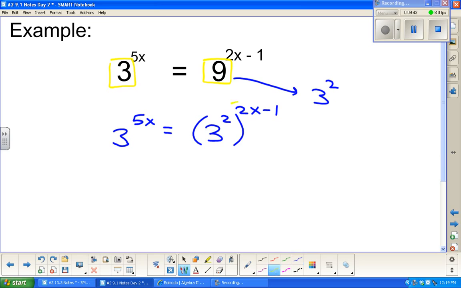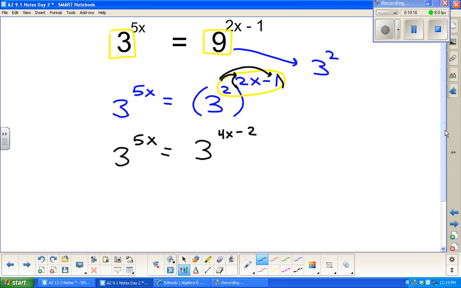So if we remember how to handle something like this, a power to another power, that's when you would multiply exponents. Okay, so the left side here is just 3 to the 5x. The right side, if we distribute that 2 to both terms, this would really be 3 to the 2 times 2x, or 4x, and 2 times minus 1, it gets distributed, so a minus 2. So the right side's really 3 to the 4x minus 2. So we had to do a little trick, but now we got what we wanted.